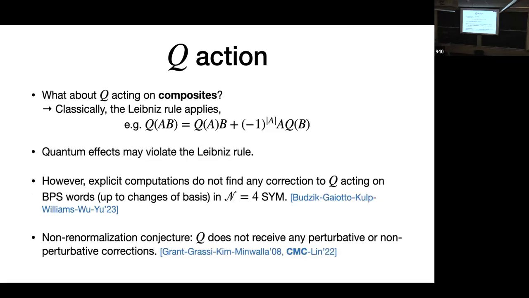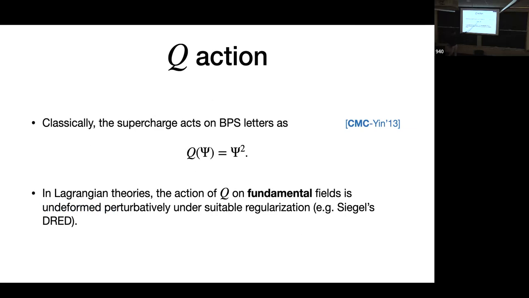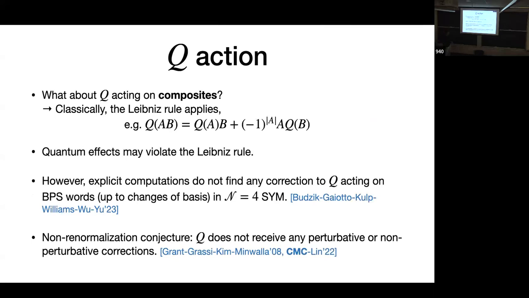But we actually need a bit more, because this rule only tells me how Q acts on psi, but I want Q acting on BPS words, for example, and BPS words are composites made of psi. So we need to know how Q acts on a product of psi, and classically the Q action will obey the Leibniz rule. So Q acting on A times B equals Q acting on A times B plus A times Q acting on B, with some plus or minus sign depending on whether A is bosonic or fermionic.